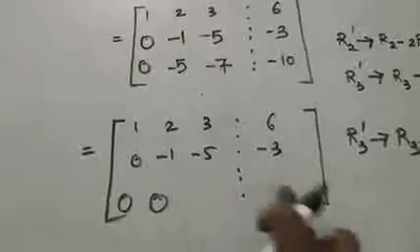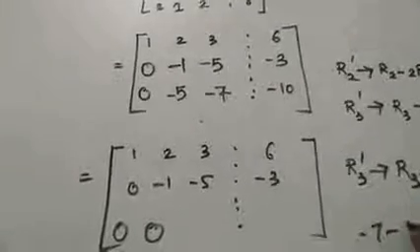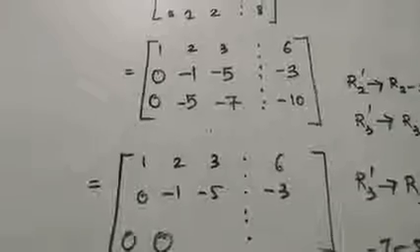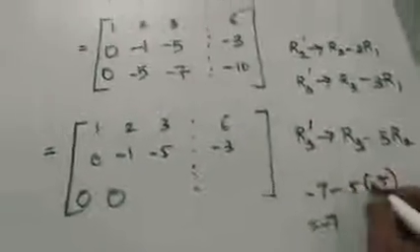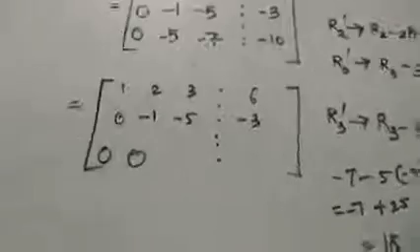Now first calculate these two. R3, first of all, R3 here is minus 7. Minus 5 into R2. What is R2? Minus 5. Minus 7 minus minus, plus 25. 25 minus 7 is 18.